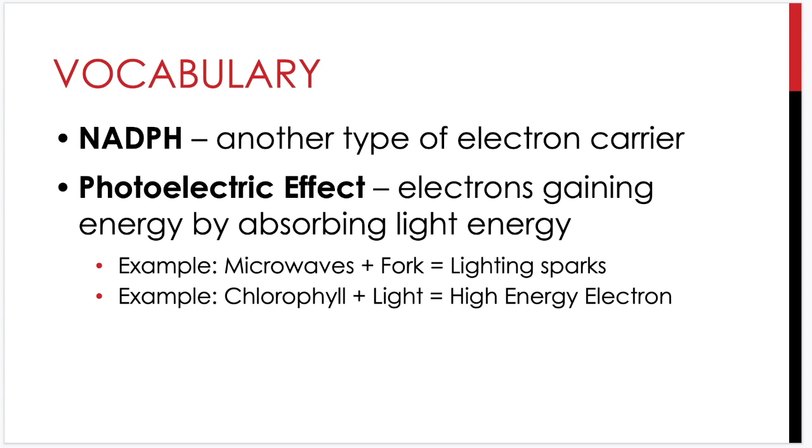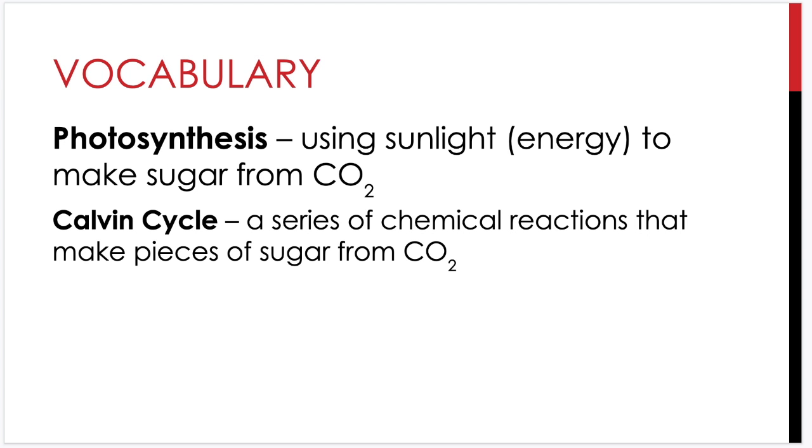Chlorophyll, when it gets light, the energy will be transferred over to the electrons, which will cause them to leave the pigment. Photosynthesis is using sunlight energy to make sugar from CO2. The Calvin cycle is a series of chemical reactions that makes pieces of sugar from CO2.